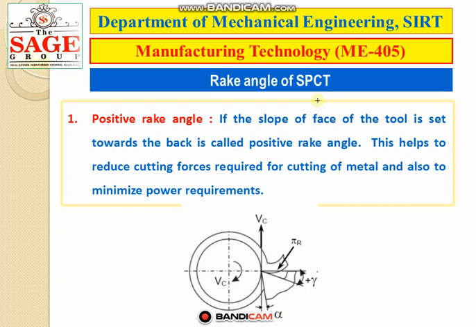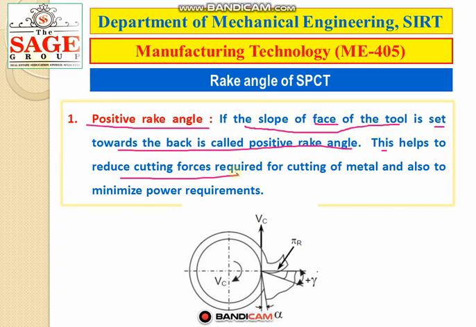Now, what are the types of the rake angle of the single point cutting tool? There are three types of the rake angle of single point cutting tool. The first type is positive rake angle. What is positive rake angle? If the slope of the face of the tool, the slope of the rake surface of the tool, is set towards the back, it is called positive rake angle, and this helps to reduce cutting forces required for cutting of metal and also to minimize power requirements.